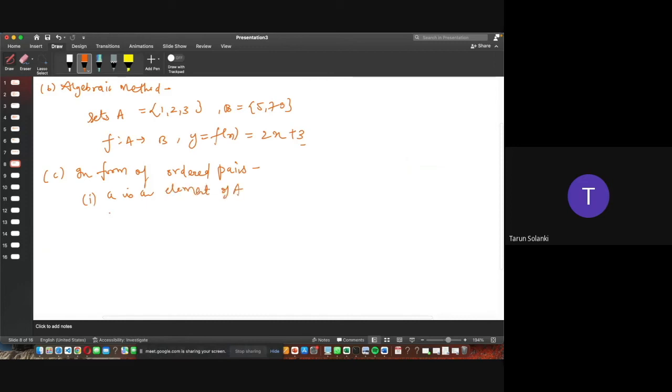a is an element of capital A, b is an element of capital B, and the third is that two ordered pairs should not have the same first element. So these three points you can copy. First, a is an element of capital A, and second, b is an element of capital B. And the third one is two ordered pairs should not have the same first element.